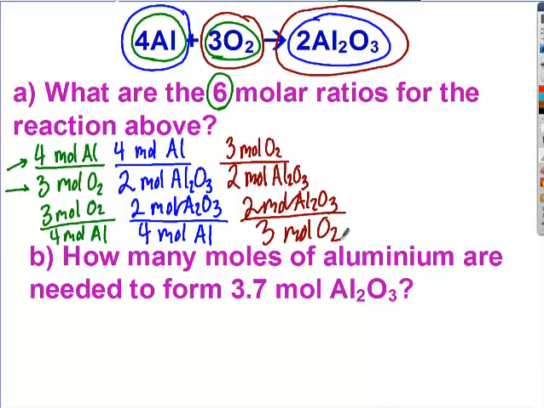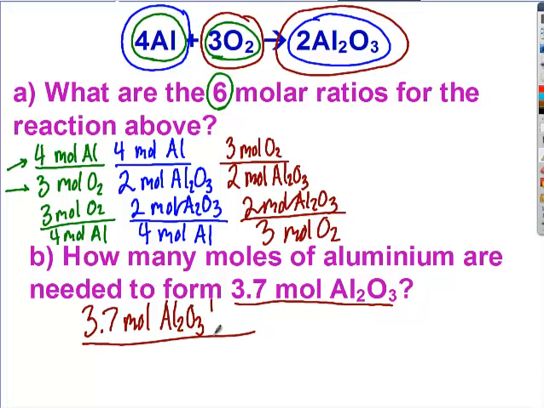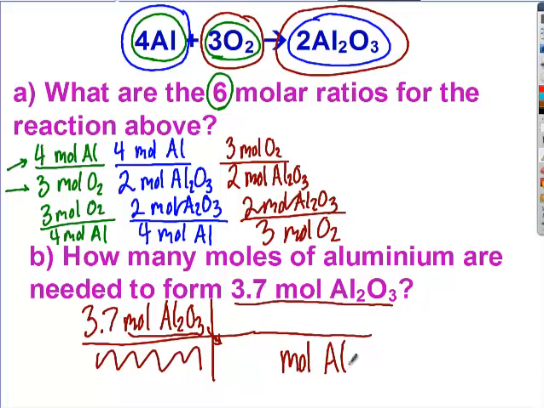Read the problem. How many moles of aluminum are needed to form 3.7 moles of aluminum oxide? What number should I start with? Always start with the number they give me right here. 3.7 moles of Al2O3. Before you even look at what you want to solve for, you should at least get this far. You should know what unit goes down here at the bottom. I have moles of Al2O3 at top, so I have to put it down here as well. Moles of Al2O3 right here.